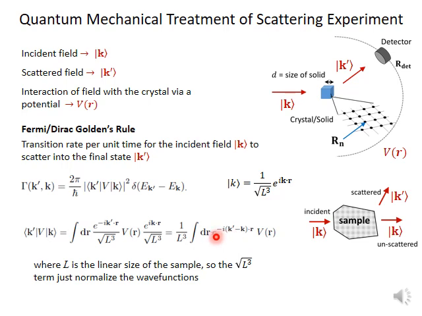And of course you have a whole integral over this R within the volume of the sample, and V is the potential via which the incident electromagnetic wave interacts with the crystal itself. So this is the form of the matrix element. And of course, to find the transition rate, you have to find this matrix element and take the square modulus of it, and that would give you the transition rate of scattering in a specific direction.